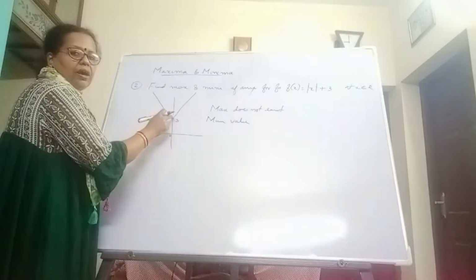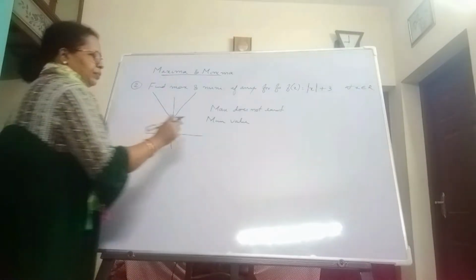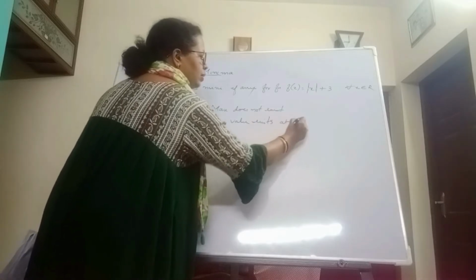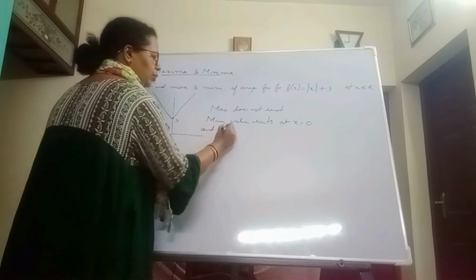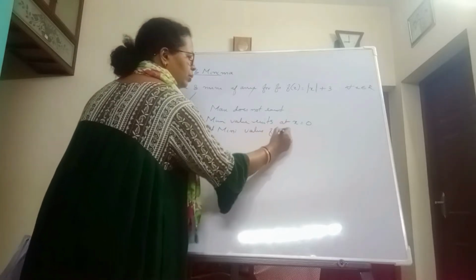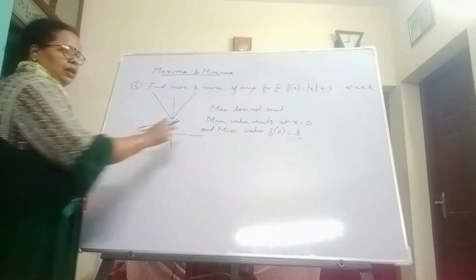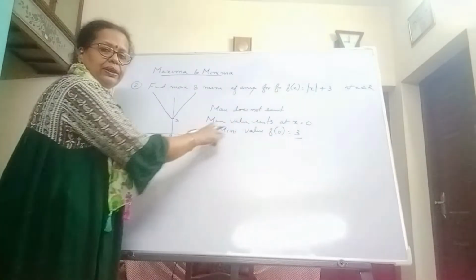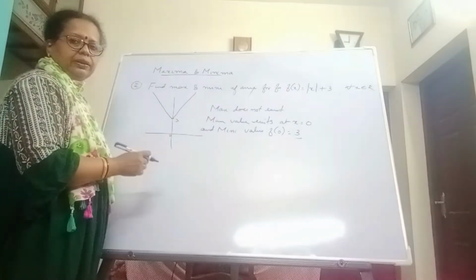And what is the minimum value? The function value is f of x or it is y. So the minimum exists at x equal to 0, and what is the minimum value? The minimum value is f of 0 and it is equal to 3. The minimum is attained at the point x, and the minimum value is the value of the function, f of x or y. So it is written as 3.